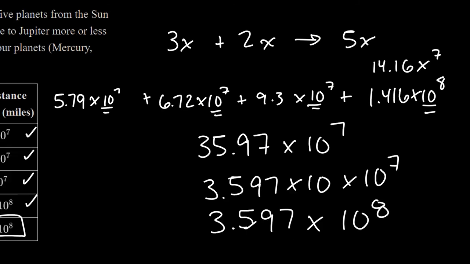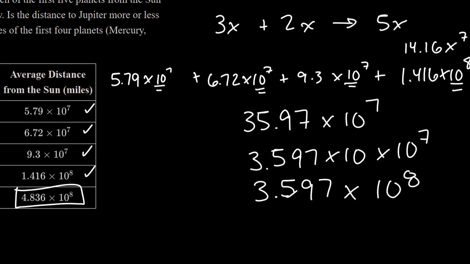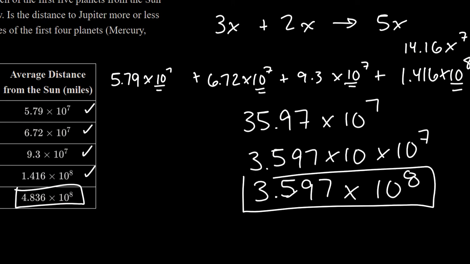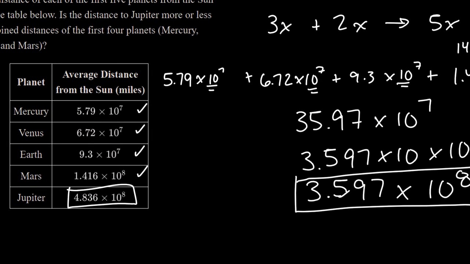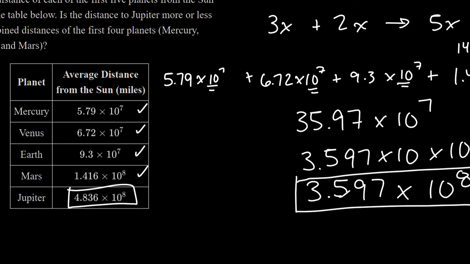Well, the answer is still the same, but I just would have felt awful if I would have left it like this. This is the sum of the average distances of the first 4 planets, right? Mercury, Venus, Earth, and Mars. And I can see that Jupiter is greater than that.